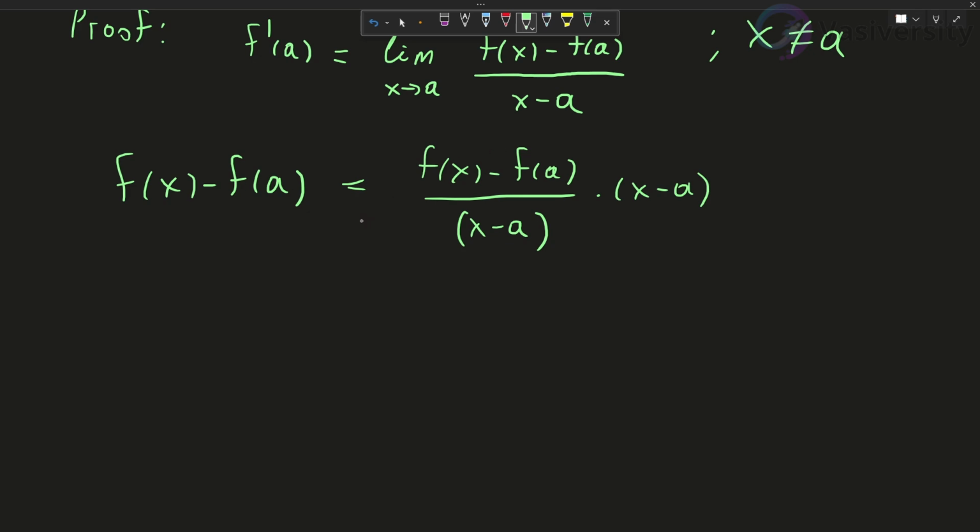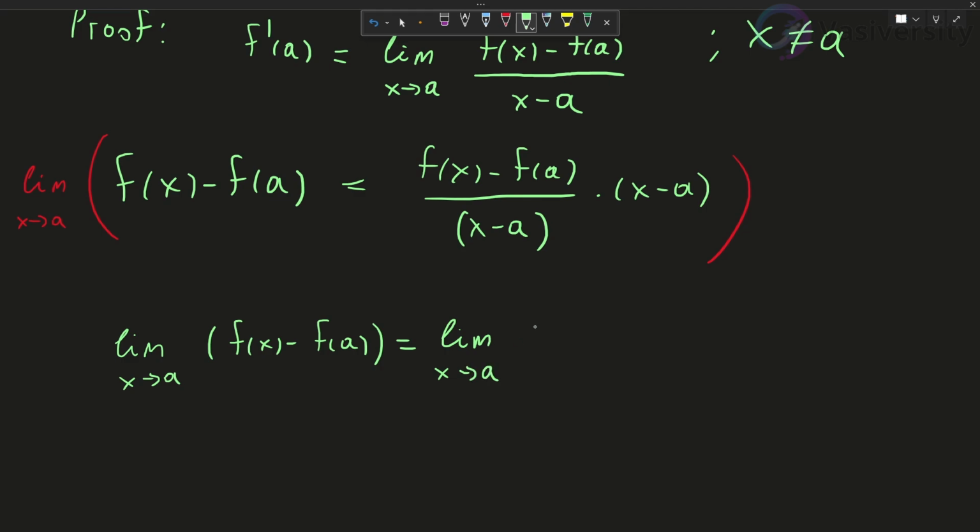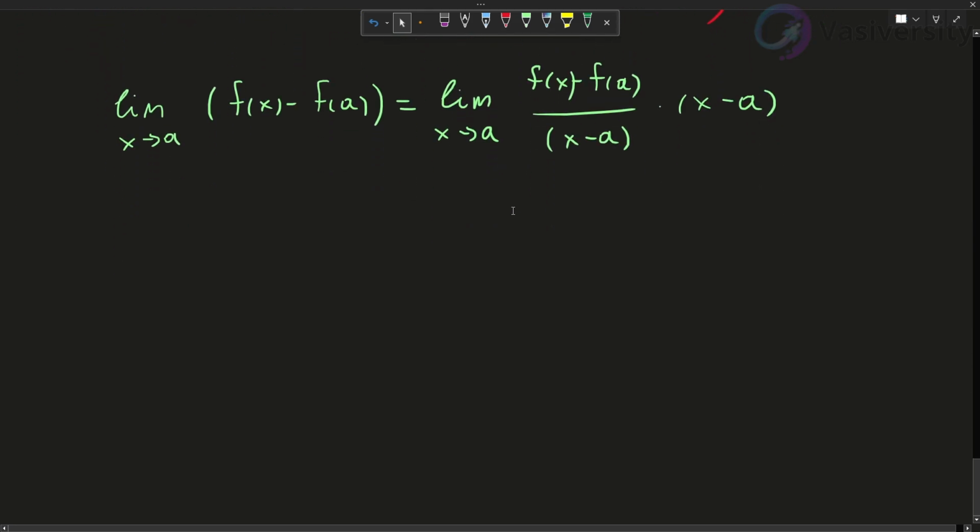But now let's take a limit. We're going to take a limit from both sides, as x approaches a. So what are we going to have? We will have the limit as x approaches a of f of x minus f of a equal to the limit as x approaches a of (f of x minus f of a) over (x minus a) times (x minus a). So remember the product law for limits.